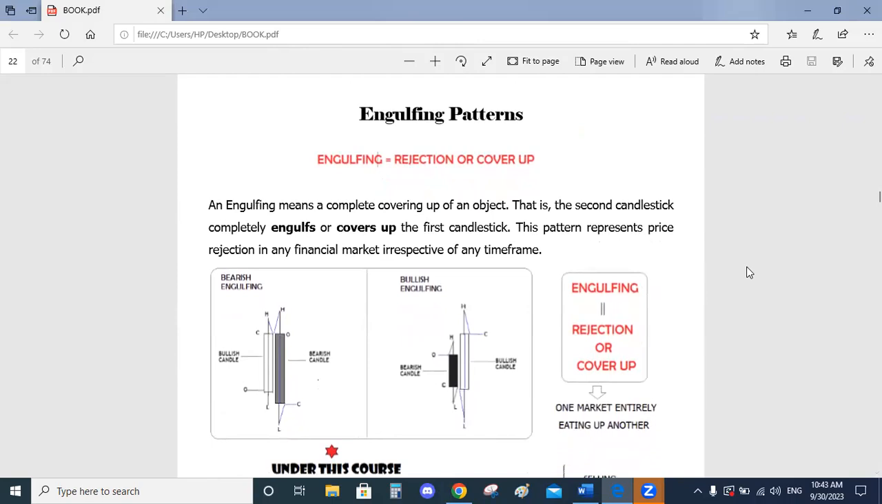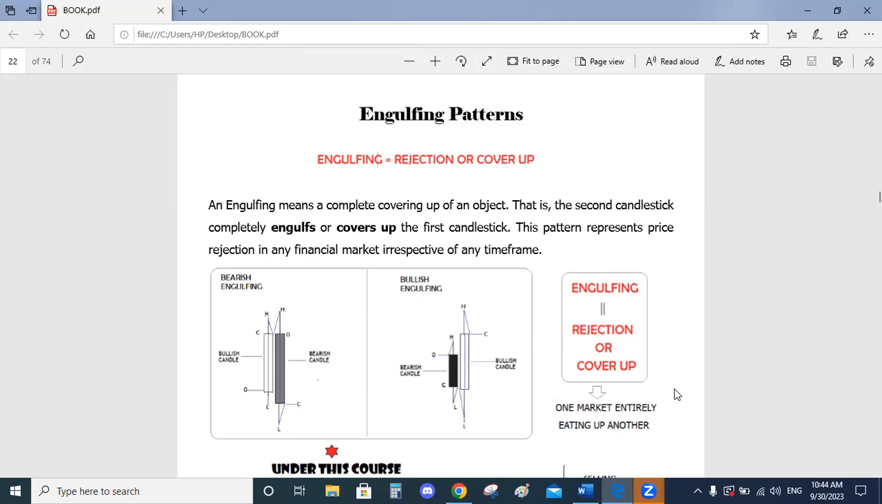Yeah. So what is the meaning of an engulfing? It is simply a covering up of a particular object, a complete cover-up or price rejection. That's what engulfing represents. It's simply a cover-up. The bullish guy tried to come up, pushing the price higher, while the recent candle covers it up and closes it up. Then for a bearish engulfing pattern, the previous candle was a bearish candle, selling from the open to the close, right? Then the next candle opens here and closes higher. That is engulfing for you.